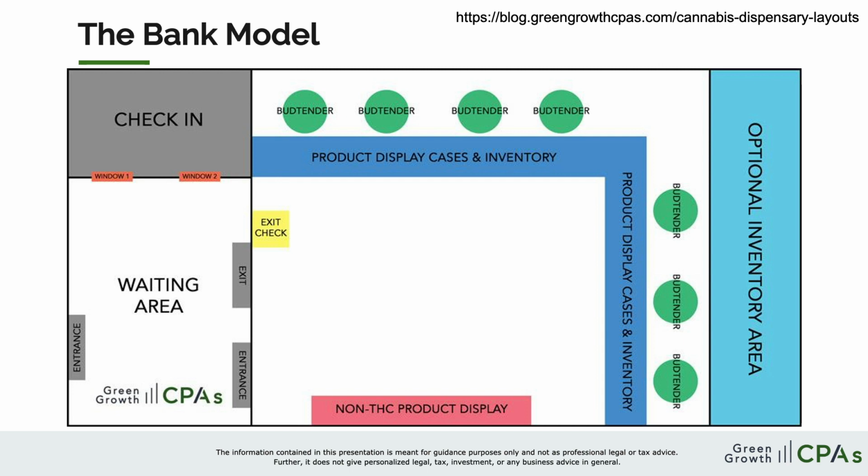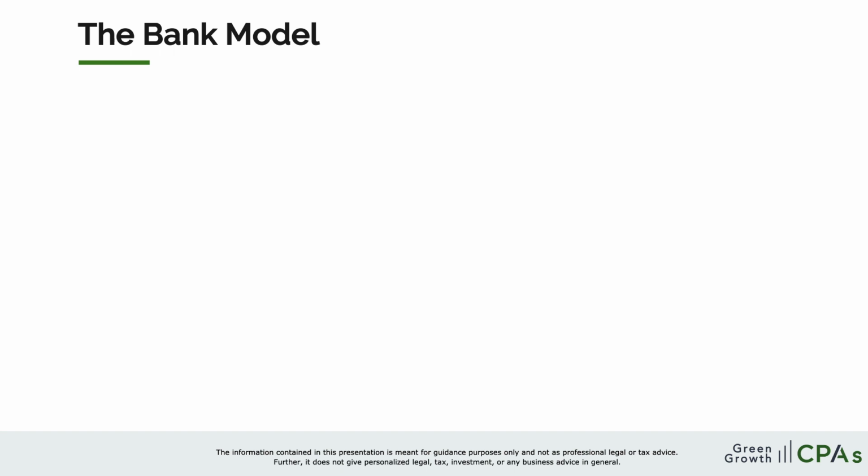And what you'll notice in the top right corner, there is a website where you can see all of these models and layouts. If you go to blog.greengrowthcpas.com/cannabis-dispensary-layouts. You can also Google Cannabis Dispensary Layouts, Green Growth CPAs. It'll be the first result there on Google. So now that you've seen the bank model, let's just talk about the customer flow and some other considerations.